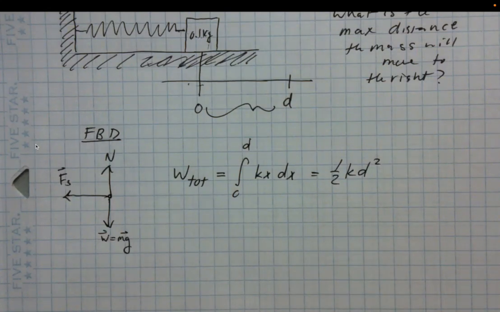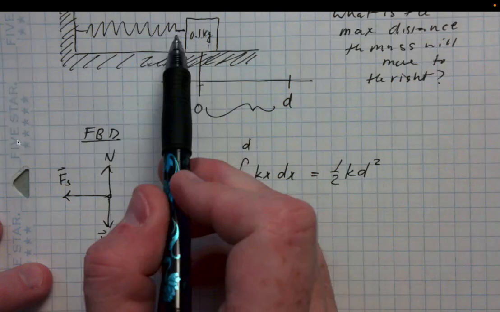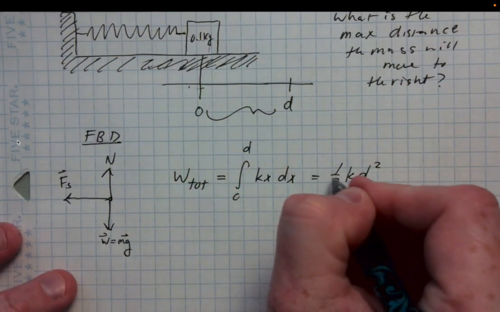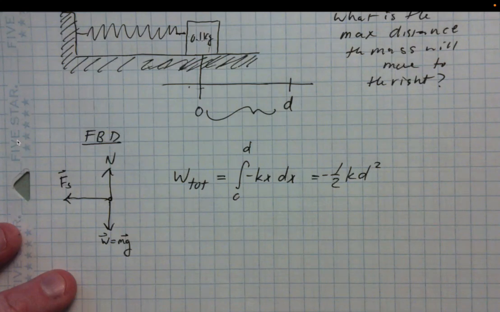Now, actually, the work here is going to be negative, isn't it? Why is the work negative? Can you see why the work would be negative? The work is negative because the force that's being done is opposite the direction of the displacement. So the displacement is to the right, the force is pulling to the left, so the work is negative. So this whole thing will be negative.